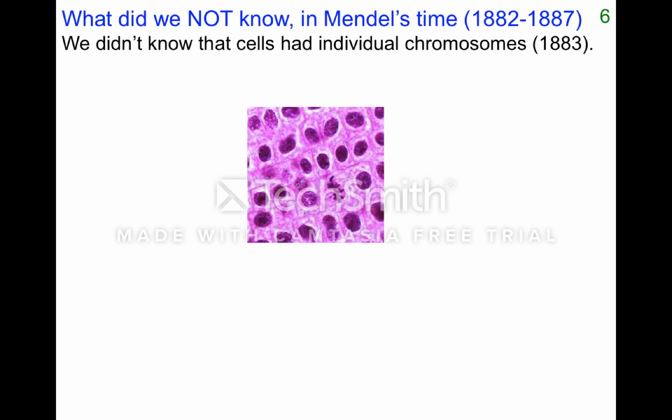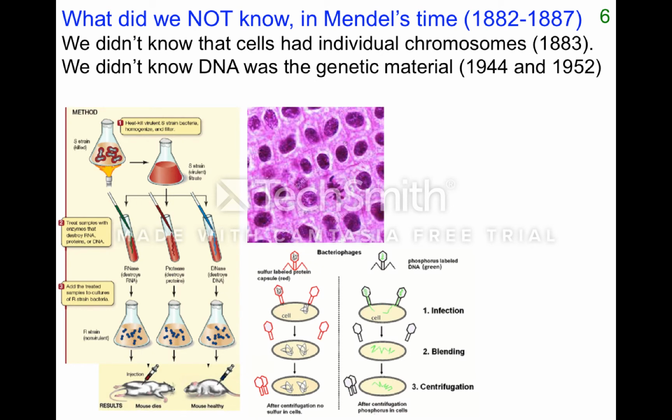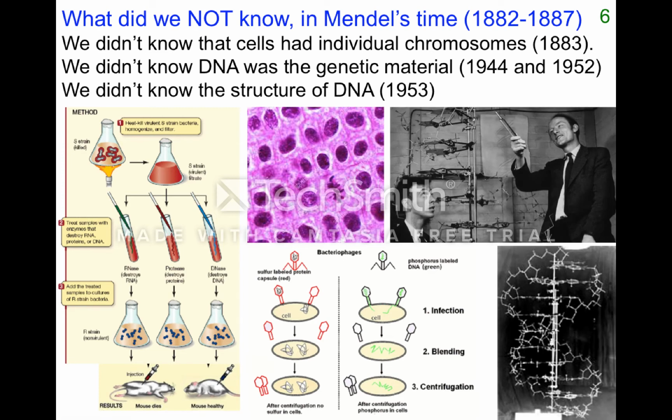So now looking still at what we knew before Mendel, what did we not know before Mendel did his work? What did Mendel himself not know when he was doing his work between 1882 and 1887? Well, he didn't know that cells had chromosomes, right? That was discovered quite a bit later. He also didn't know that DNA was genetic material. That was way past his time, that we actually did these experiments in order to find if the DNA carried what we inherit from our parents.